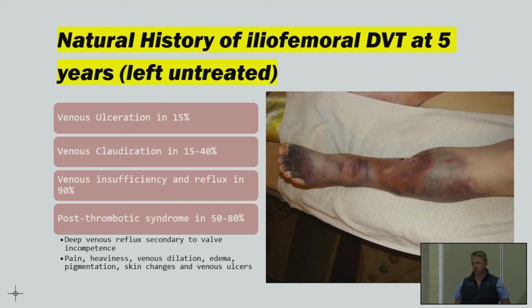What I mean by long-term sequelae, it's kind of impressive. In patients with post-thrombotic syndrome, those patients left untreated with iliofemoral DVT, up to 15% of those will develop venous ulceration at some time in the next 5 years. 40% will develop venous claudication. 90% of patients will develop some form of venous insufficiency that's symptomatic. And post-thrombotic syndrome, which encompasses all of those, is about 50 to 80% of patients. So I think the data is there, and that's why you should treat them. It's not life or limb, but it's a quality of life issue to a certain extent.